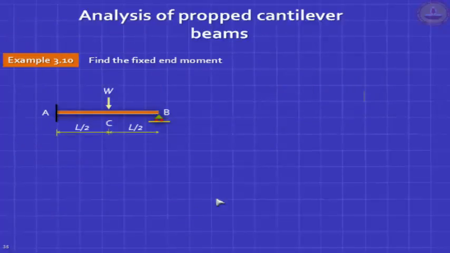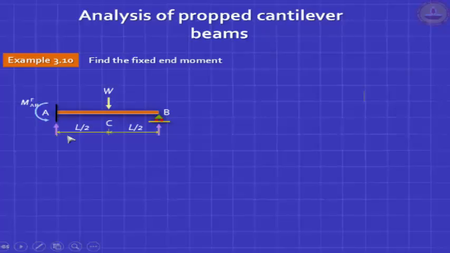I want to end by saying that this can be applied to any problem where there are two unknowns. So you could apply it even to a propped cantilever that is fixed at A and not fixed at B, allowed to roll at B. How do you solve this problem?